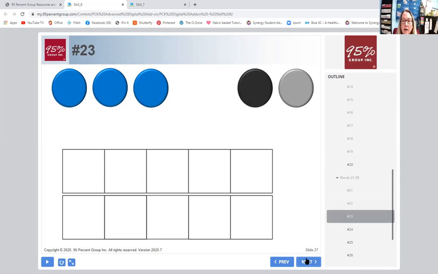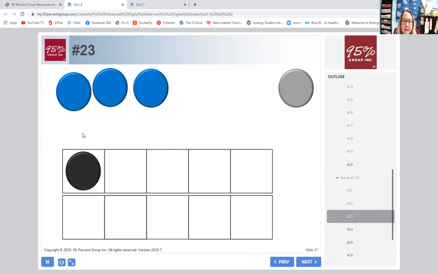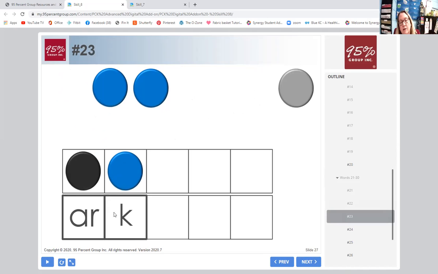Our next word is arc. An arc is a very large boat, arc. Arc, two sounds, arc. Okay, arc. So I should see the AR. Hopefully you chose the K, as we've talked a lot of times about how C isn't the most common sound for the K sound at the end of a word.